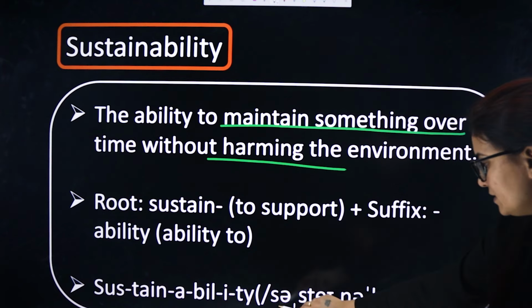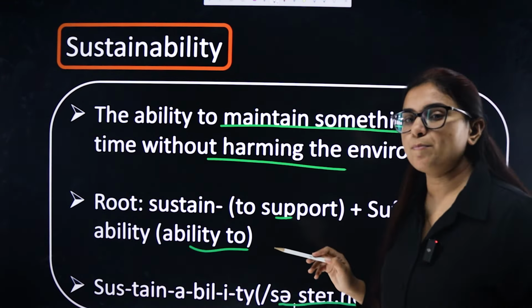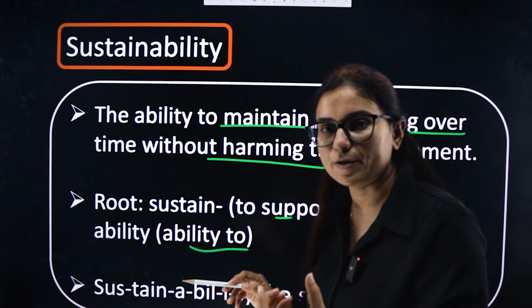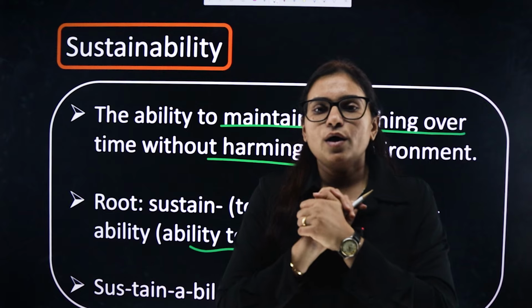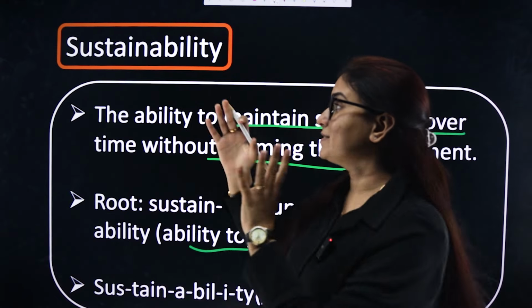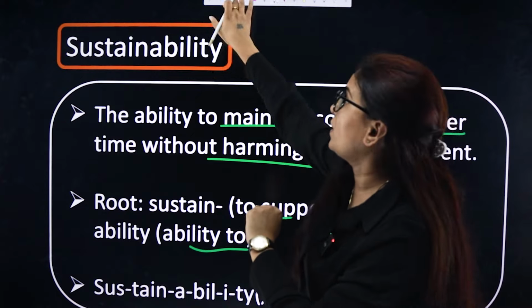The pronunciation is sustainability, and it means the ability to support. So I can also use this word by saying that my house has a sustainable environment for everybody. It has an environment that supports one another.